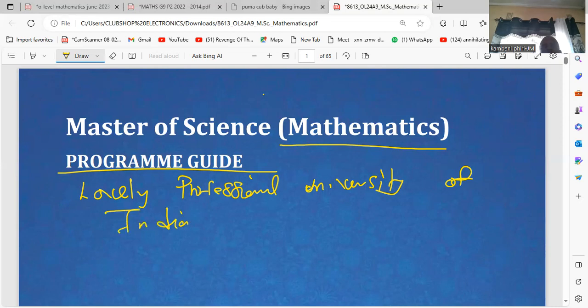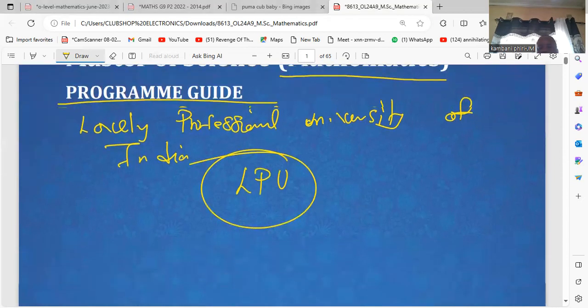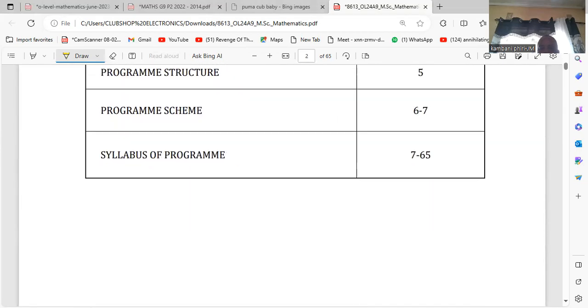But it may still be helpful to someone trying to pursue this program. Maybe you may be wondering what kind of courses are there. So this may help you, okay? Though, like I've said, this presentation is biased towards Lovely Professional University. So I'll present the program guide for this Master of Science in Mathematics, and go through the many areas.